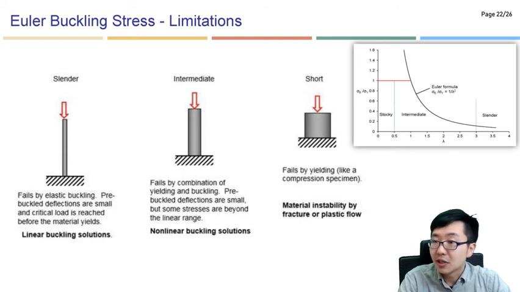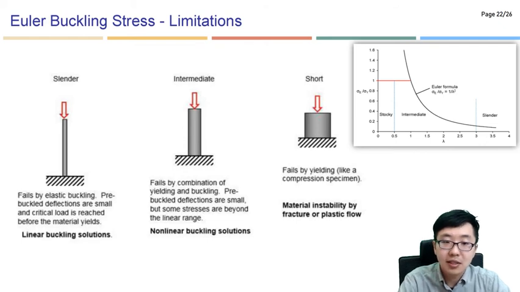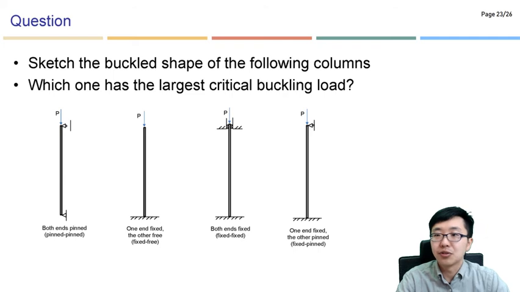So I've introduced what is the slender here, slender column, and stocky column, and intermediate part. You can see here, so in the case of slender, the linear buckling solutions and non-linear buckling solution for intermediate, but here it will behave like material instability by fracture or plastic flow. So that is the main difference. And later we will learn this in topic 11, but briefly I will introduce about that.